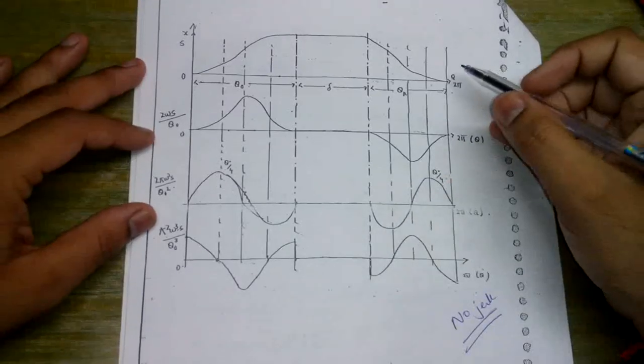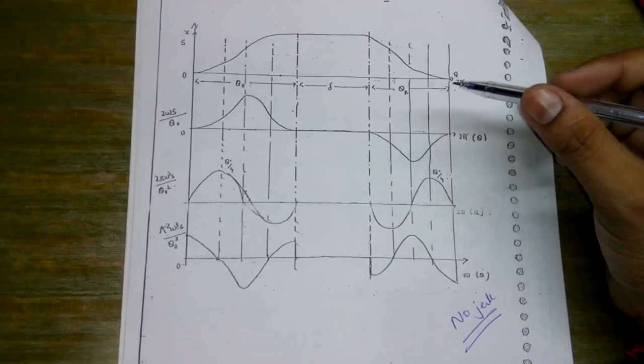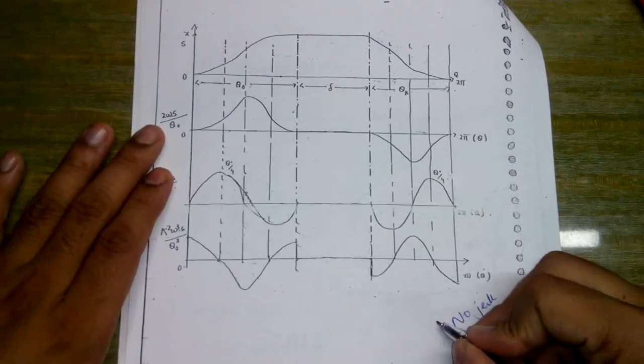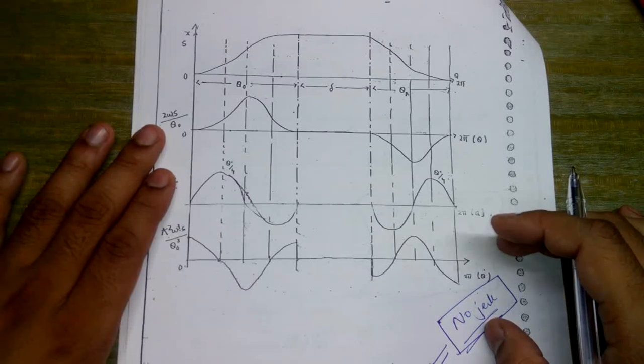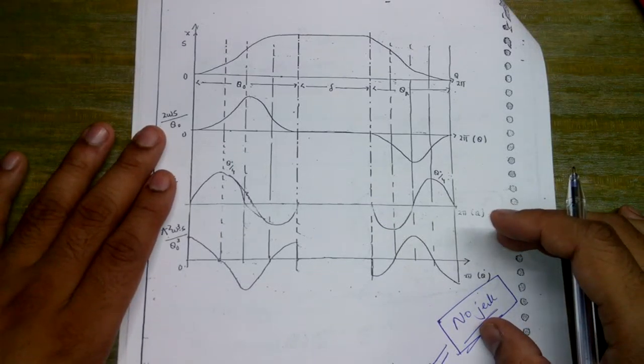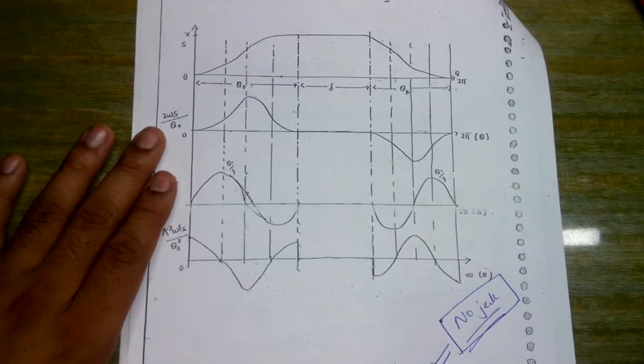So this is the diagram for this corresponding case, and we see that here we are getting no jerks. Since we are getting no jerks, this becomes a very favorable system to be used in different applications.